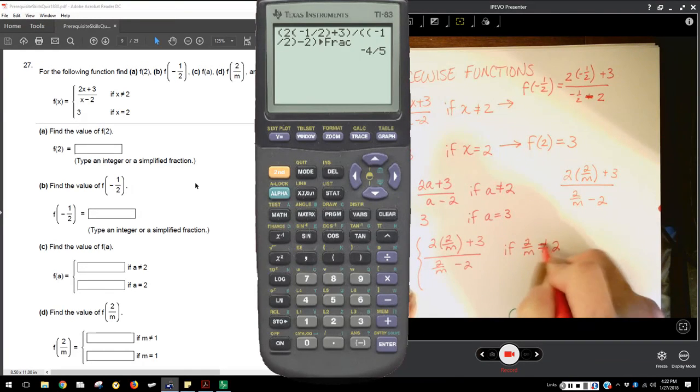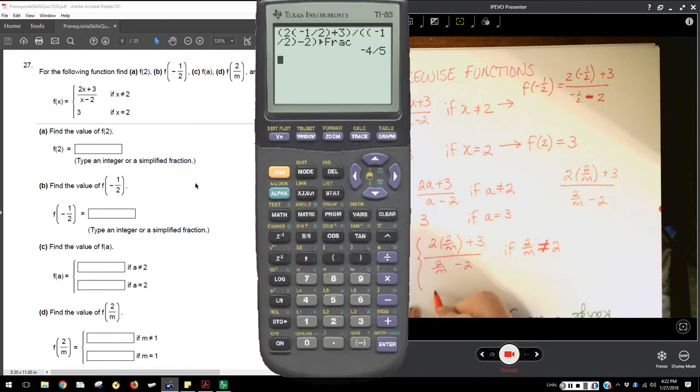And I'm going to come back to that part right there in just a second. And it's equal to 3 if 2 over m equals 2. And I'm going to come back to this part too. So those are the domain restrictions. But notice down here it says if m doesn't equal 1 and if m equals 1. Why are we worried about that?